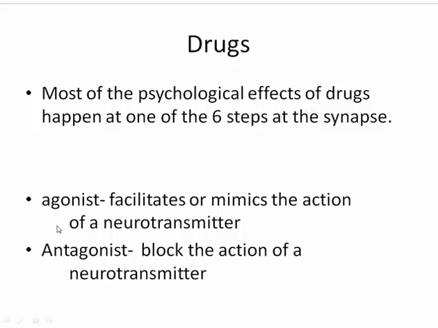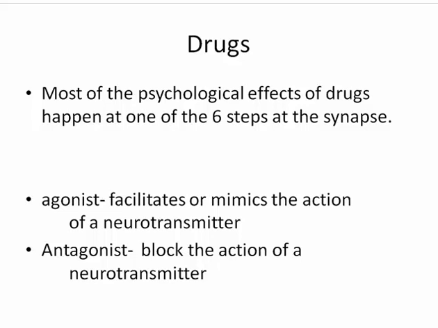Drugs will either be an agonist, which will facilitate or mimic the action of a neurotransmitter, or an antagonist, which would block the action of the neurotransmitter. Drugs can be an agonist for one neurotransmitter while simultaneously being an antagonist for another neurotransmitter.